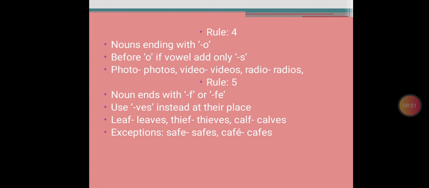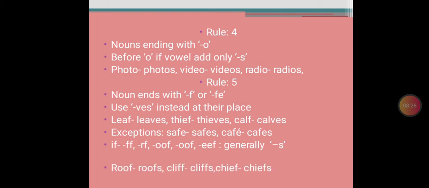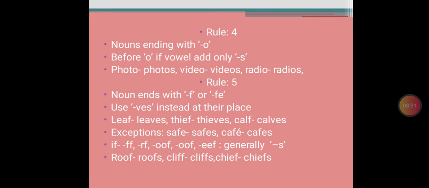Now, there is something more in this rule. Suppose there is a double f, rf, of, or double ef, then generally we add s for the plural form. Examples are roof. F is there, but before f double o, then it is only s, roofs. Cliff, double f, cliffs. Chief, chiefs.